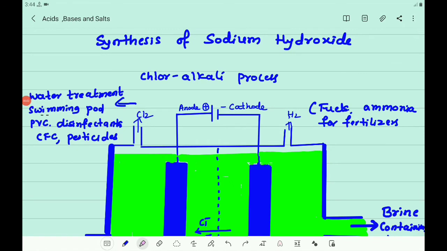Children, now let us discuss how sodium hydroxide is synthesized. Synthesis of sodium hydroxide. The process of synthesizing sodium hydroxide is called the chlor-alkali process. That chlor is due to chlorine and alkali is due to sodium hydroxide. You know that sodium hydroxide is an alkali. So this process is called the chlor-alkali process.